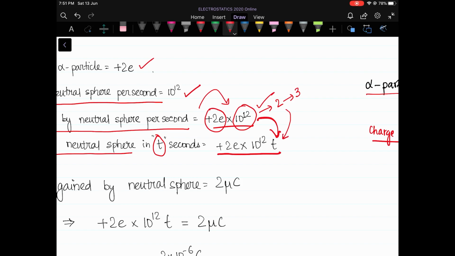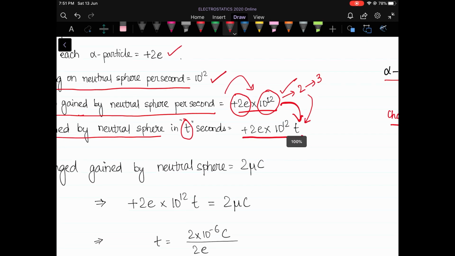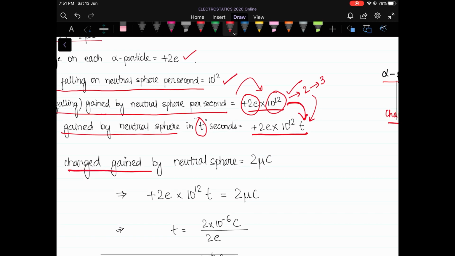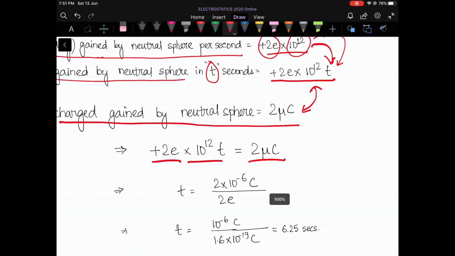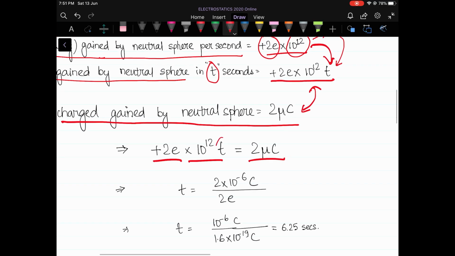Clearly, this is the amount of charge gained by the neutral sphere in t seconds, not in 1 second. Now, if I write that the charge gained by the neutral sphere is 2 microcoulombs, I can equate these two and say twice E plus twice E into 10 to the power 12 T equals twice microcoulombs. What this equation means now is that in a time of t seconds, the total charge gained by the neutral sphere is 2 microcoulombs.